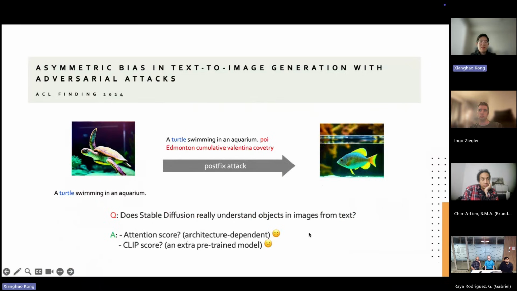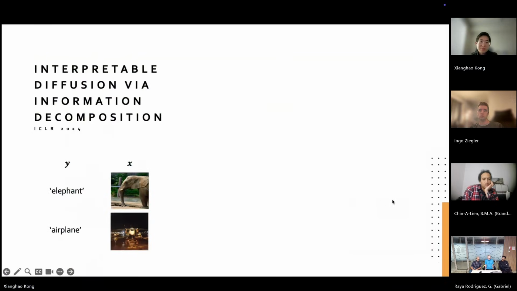And another is the CLIP score. Is CLIP score a very good metric to evaluate the alignment between the text and image? But for that evaluation, we need a pretrained model. Can we just calculate or interpret this alignment from the diffusion process itself? So we propose using mutual information to do that.